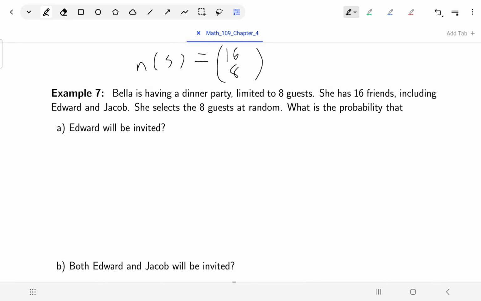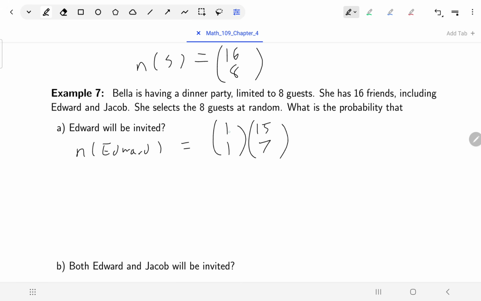And now, for part A, what's the probability that Edward will be one of those 8 people that are invited? So, the number of ways that I can select Edward. First, there's one Edward, and there's 1C1 ways to select Edward. So there we go, we've got one person at the party, it's going to be Edward. That means I need to select 7 other people, and I need to select them from the 15 other friends that Bella has. So 15C7, that should be our other way.